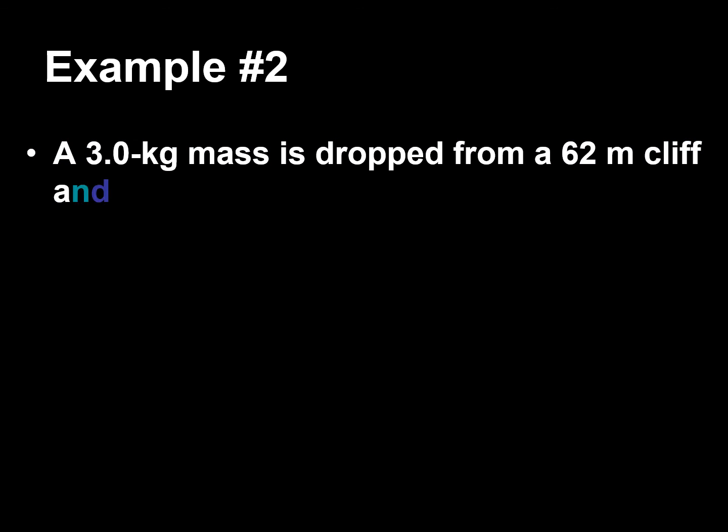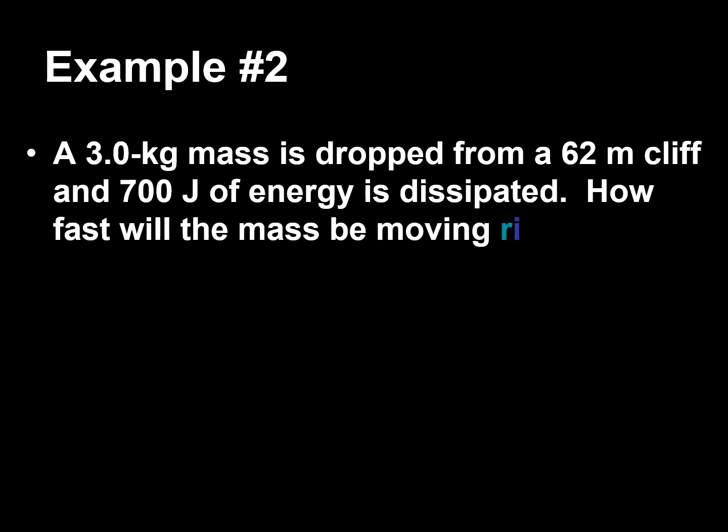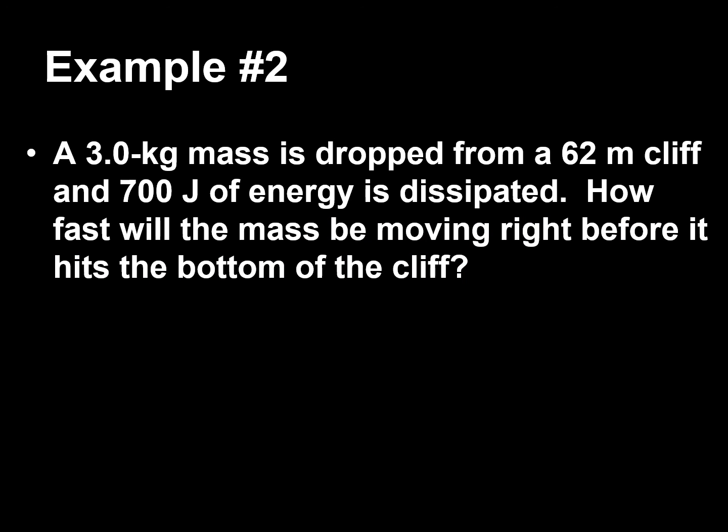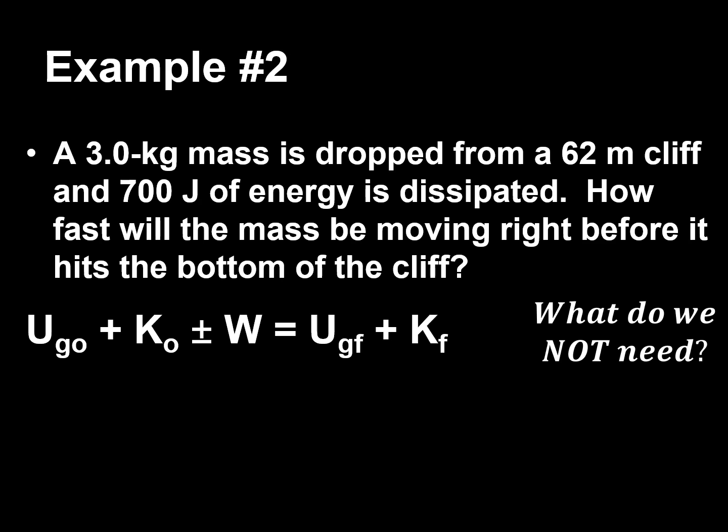This next example, it says a 3.0 kilogram mass is dropped from a 62-meter cliff, and on the way down we have 700 joules of energy that is dissipated. How fast will the mass be moving right before it hits the bottom of the cliff? All right, so we start with the same conservation of energy equation. We got the initial gravitational potential energy and the initial kinetic energy plus or minus any work done is going to be equal to final gravitational potential energy plus the final kinetic energy.